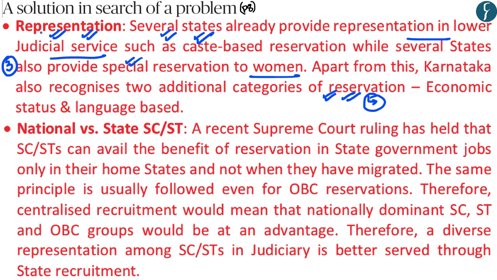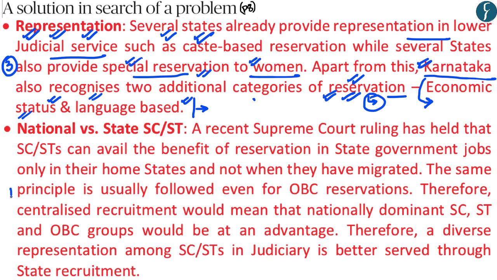And as a special case, the authors have also highlighted the example of Karnataka, whereby Karnataka also recognizes two additional categories of reservation, first being economic status and the second being language-based, whereby speakers of the Kannada language are provided special reservation for recruitment for lower judiciary. And therefore the authors have highlighted that this example of Karnataka can be replicated by other states so as to ensure that there is proper reservation and effective representation of judges in the lower judiciary based on caste, gender, language, and economic status.